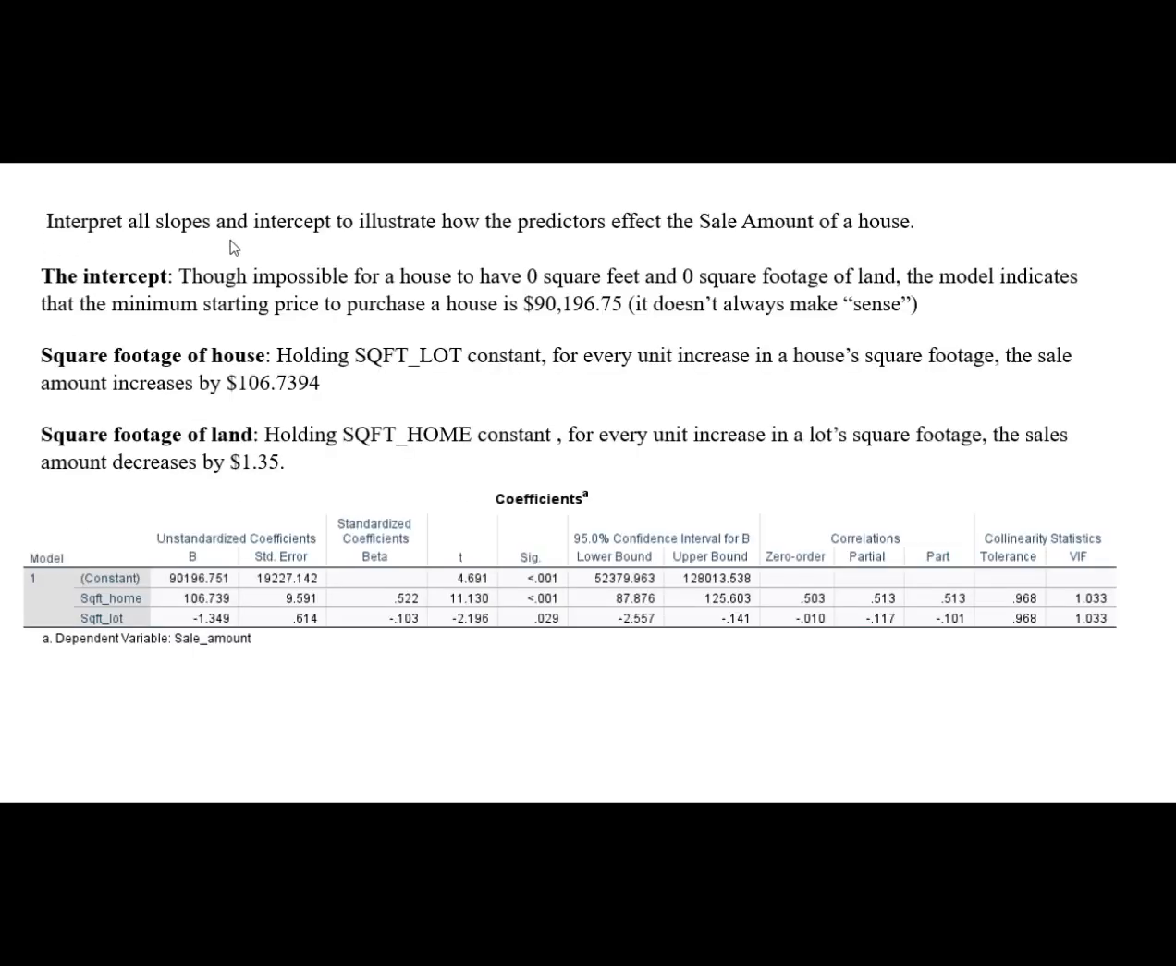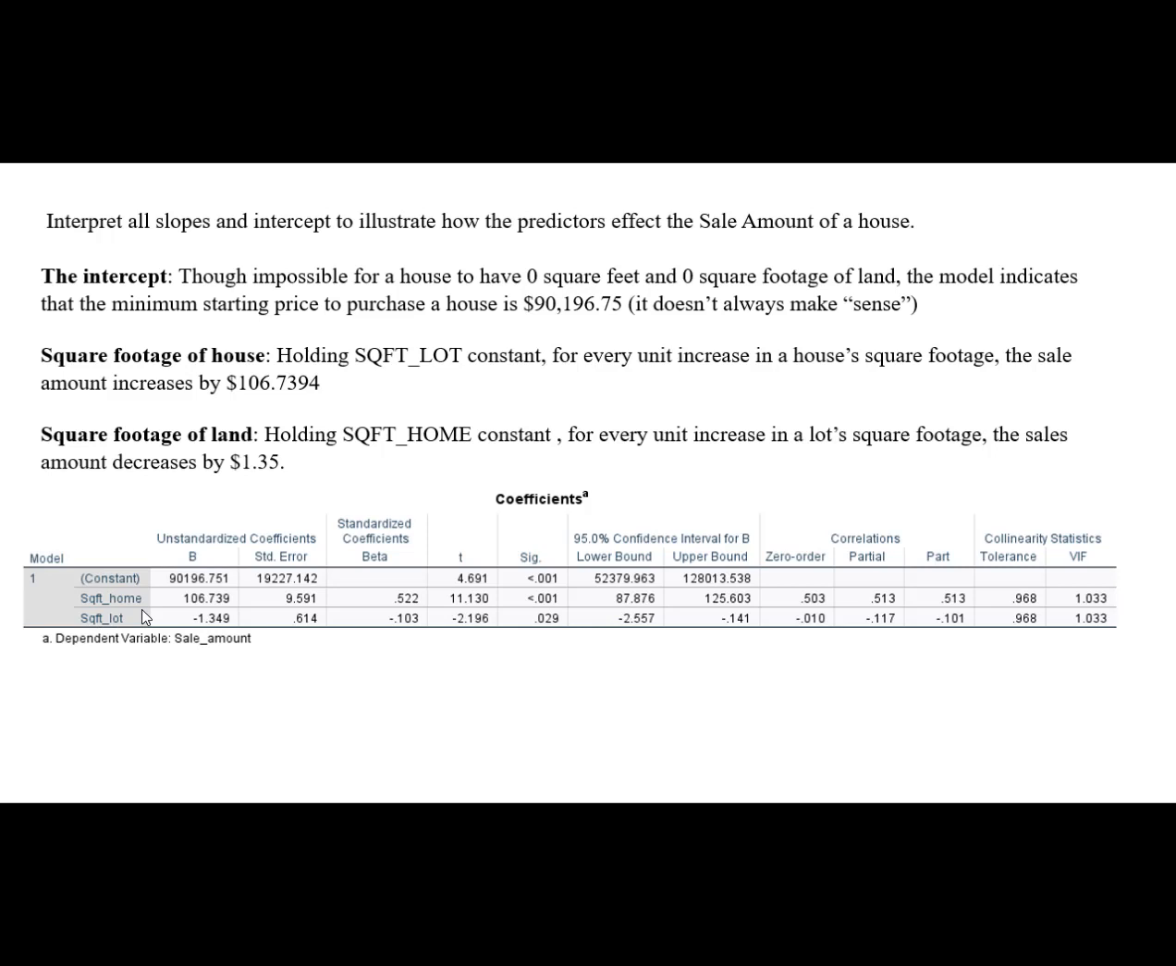All right, so let's interpret all the slopes and intercepts to illustrate how the predictors affect the sale amount of a house. So the intercept, though impossible for a house to have 0 square feet and 0 square footage of land, the model indicates that the minimum starting price to purchase a house is $90,000. It doesn't always make sense.